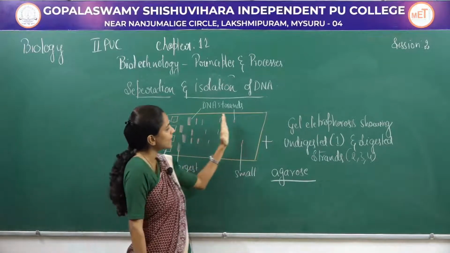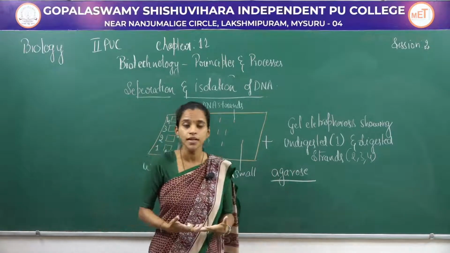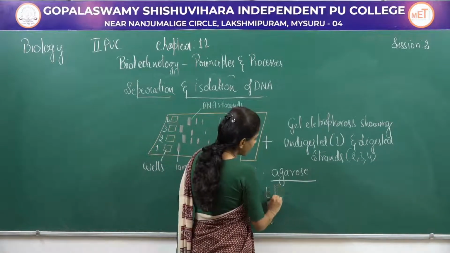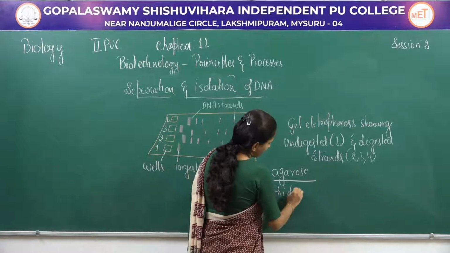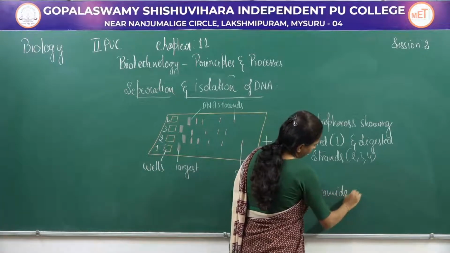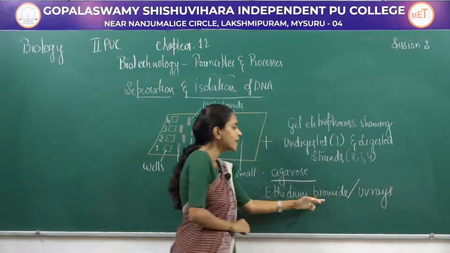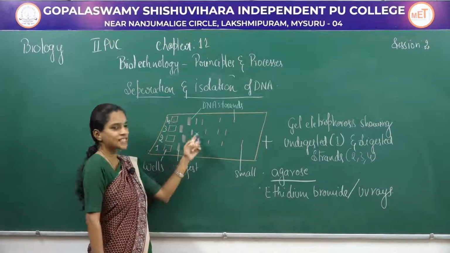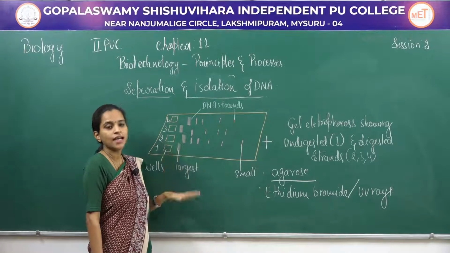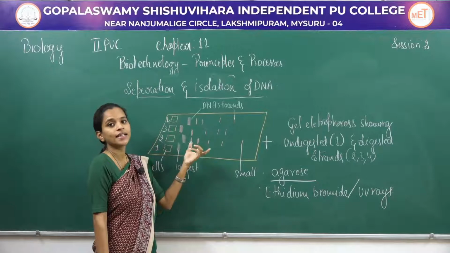Next, once the DNA is transferred here, it should be stained. If it should be observed, then it should be stained. The staining is done with the help of ethidium bromide. Ethidium bromide is used as a stain to identify the DNA in the agarose gel. If it is not stained, it does not appear or is not projected in the agarose gel.